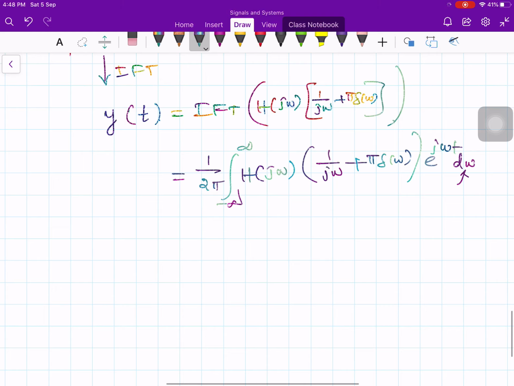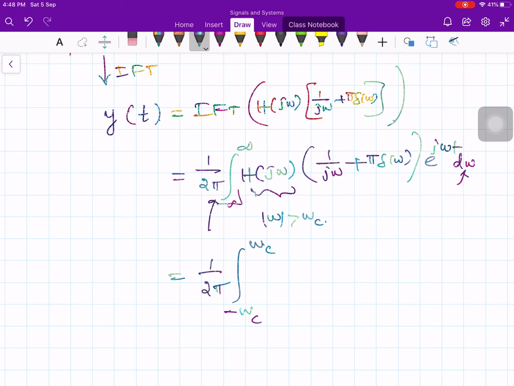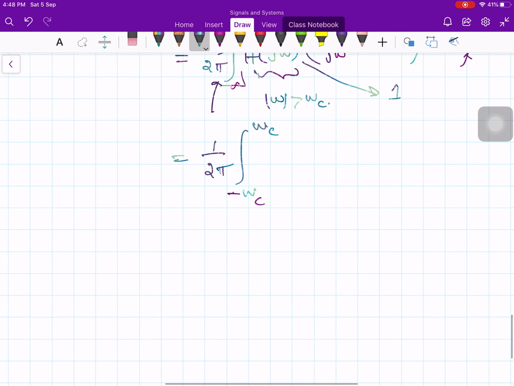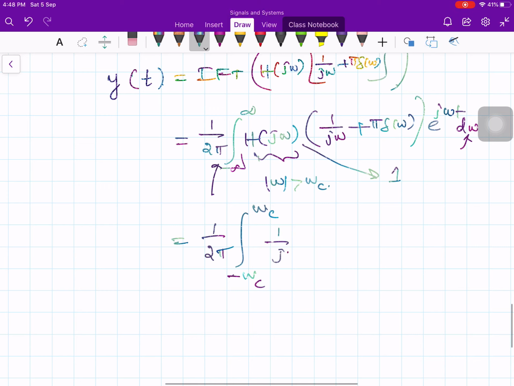So H(jω) vanishes when the magnitude of ω is greater than ω_c. Therefore we need to carry out this integration between the limits minus ω_c to plus ω_c. That is 1 over 2π, minus ω_c to plus ω_c, because outside the integral vanishes. Within this interval, what is the H(jω) value? It is 1, that's how we defined it.